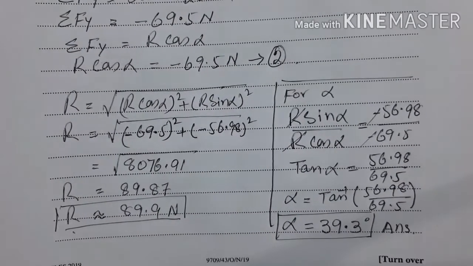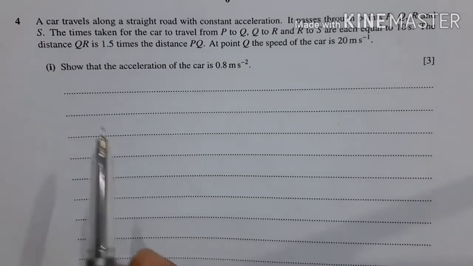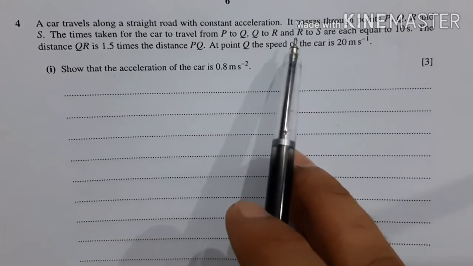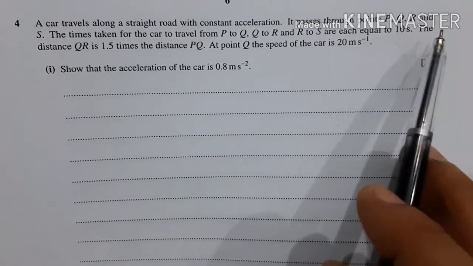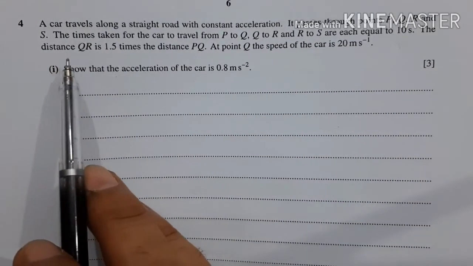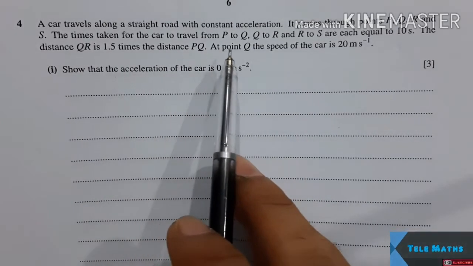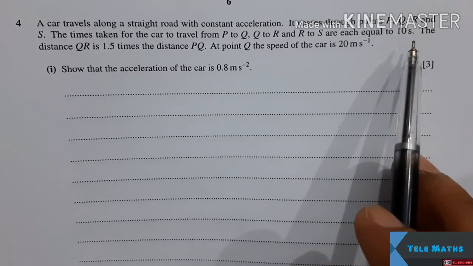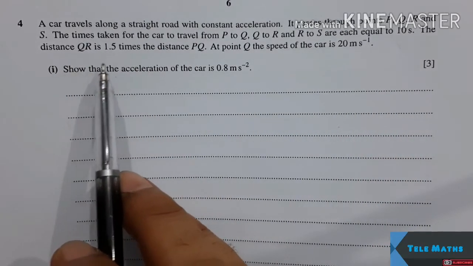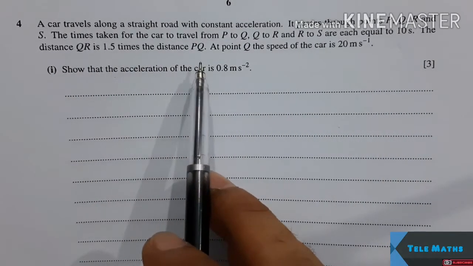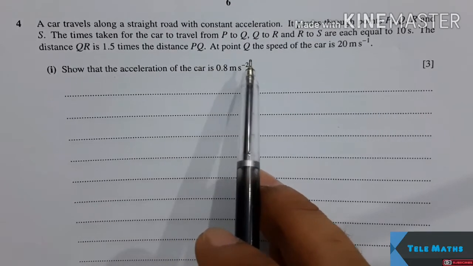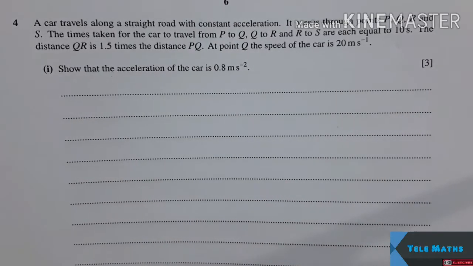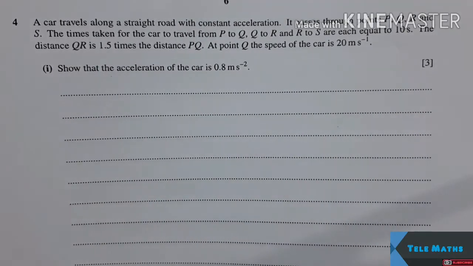Question number 4. A car travels along a straight road with constant acceleration. It passes through points P, Q, R and S. The time taken for the car to travel from P to Q, Q to R and R to S are each equal to 10 seconds. The distance QR is 1.5 times the distance of PQ. At point Q, the speed of the car is 20 meters per second. Show that the acceleration of the car is 0.8.